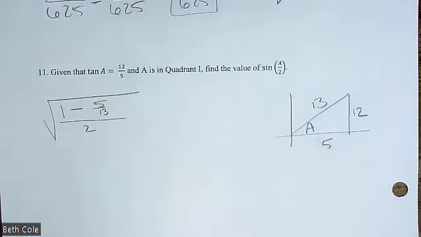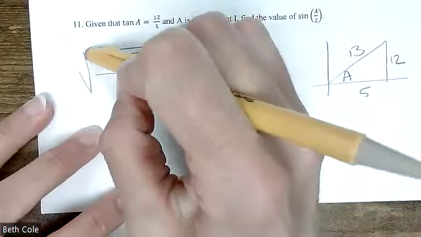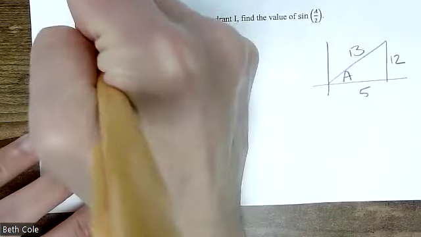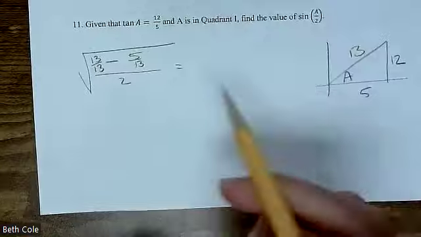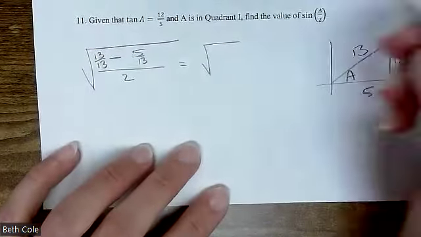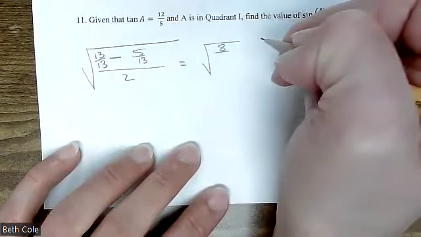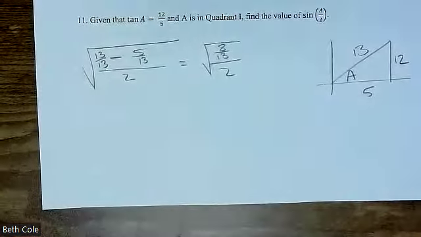Now you have to simplify that down. What did I tell you to do next though? Do you remember what we did? Yeah, make the 1 13 over 13. Because then you can subtract them. So 13 thirteenths minus 5 thirteenths would be 8 thirteenths, and then that's over 2.